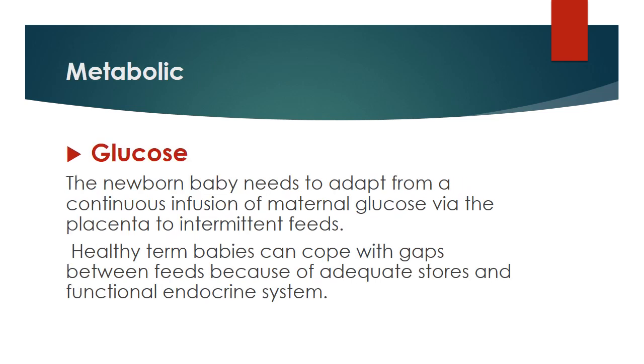Metabolic. The baby needs to adapt from a continuous infusion of maternal glucose via the placenta to intermittent feeds. Healthy term babies can cope with gaps between feeds because of adequate stores and a functional endocrine system.